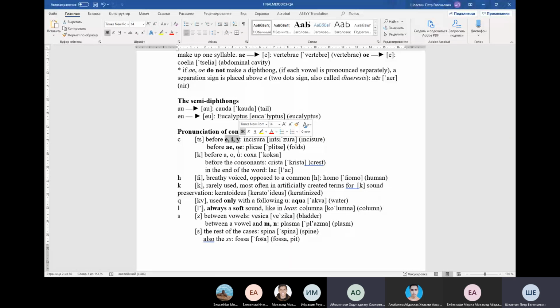Then comes the breathing with more air involved. The human, in the case of Latin, will sound like homo. Homo. Correct.